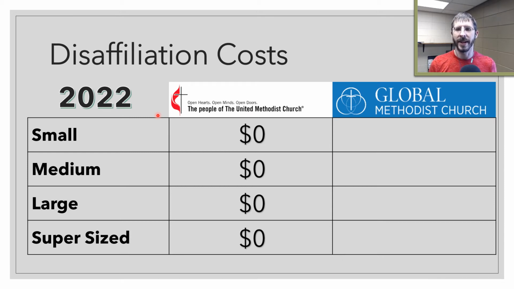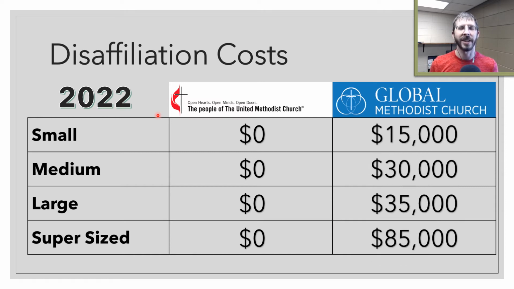And one of the things you're going to see in the calculator is that you have to be current on your apportionments. So I'm going under the assumption that if you're thinking about leaving, you're a church that's current on your apportionments. So you might have to factor that in as well. So for a small church, it'll cost roughly $15,000, medium church $30,000, large church $35,000, supersized church $85,000. So that's what the numbers are as of today, roughly.